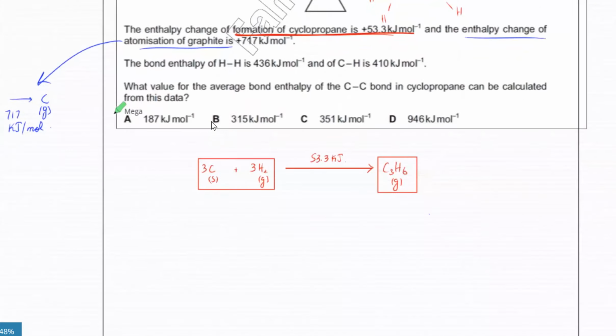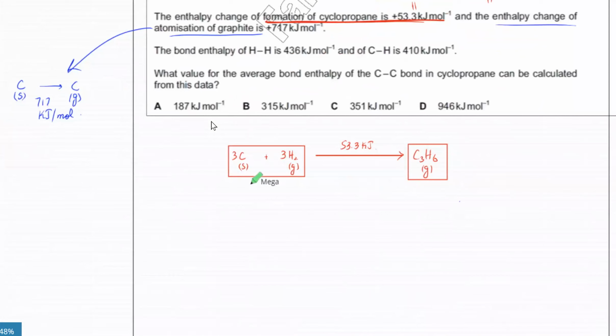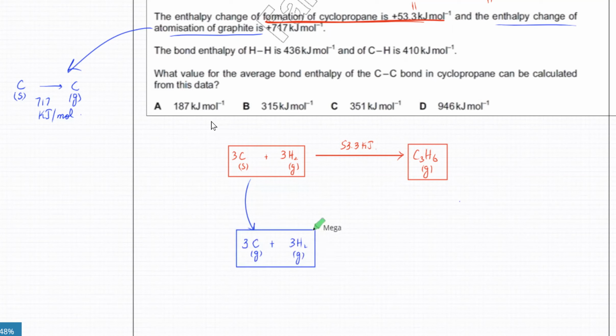So what do we do with it? What I can do is, I see carbon solid over here. I'm going to turn that carbon solid and atomize it, because he just gave me atomization. So I'm going to do that. I'm going to turn the carbon into gaseous carbon atoms, and I'm going to keep the H2 as it is. I'm not touching the H2, so nothing is happening to it. So in this particular step, the only thing that's been done is that carbon has been atomized, or graphite has been atomized.